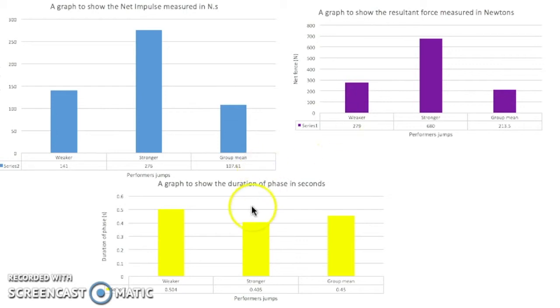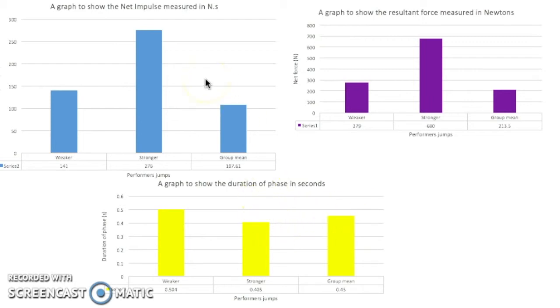The graph here is showing the duration of the phase in seconds. The weaker performer had a greater duration of phase of 0.504 seconds, whilst the stronger performer had a shorter duration of phase of 0.405 seconds. And the weaker performer was actually above the group mean, whilst the stronger performer was actually below the group mean.